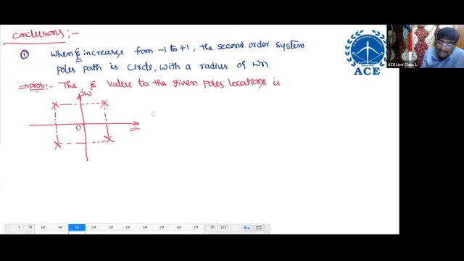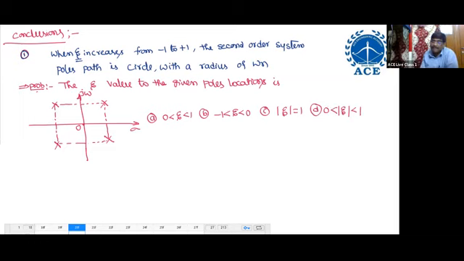Option A: zeta greater than 0, less than 1. Option B: zeta greater than -1, less than 0. Option C: mod zeta equal to 1. Option D: mod zeta greater than 0, less than 1. What is the answer? Anybody? D. D is the answer.